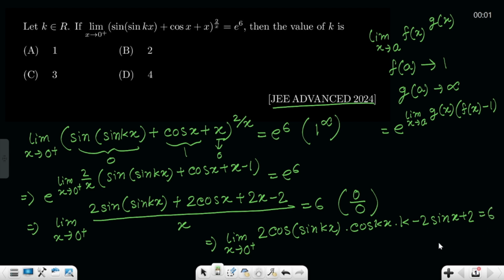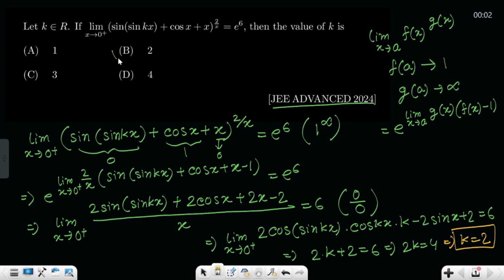Now we have to solve it. If we put x equal to 0 here, you will simply get that sin kx will be equal to 0, so cos 0 is equal to 1. So here it will be 2 into, now kx is equal to 0, so cos 0 is equal to 1. So here it will be 2k minus, here sine 0 will be equal to 0, so this term will be equal to 0. So here it will be plus 2 equal to 6. Clear? So we got a simple equation. From here, if we solve, we will get 2k equal to 4. So at the end, we will get k is equal to 2. So that is our desired answer.